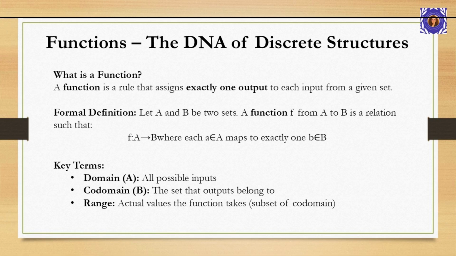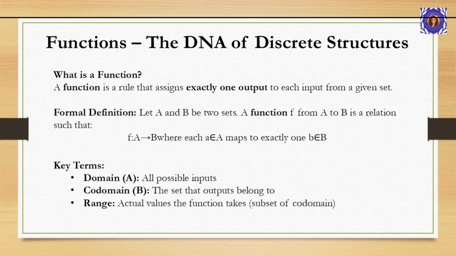If we have 2 sets A and B, a function f from A to B is written as shown. This notation tells us that f takes elements from set A and maps them to elements in set B. The crucial requirement is that each element a in set A maps to exactly one element b in set B. Let me introduce 3 essential terms that you'll use constantly.